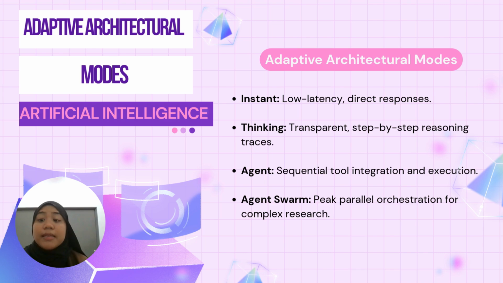Instant mode for low latency, rapid-fire responses. Thinking mode, which provides transparent step-by-step reasoning, trust essential for verifying AI logic. Agent mode is for sequential tool integration. And finally, agent swarm mode for peak parallel orchestration. This architectural flexibility ensures that Kimi isn't just a static tool, but a responsive agentic ecosystem that adapts its computational power to the difficulty of the task at hand. So that's all for me.